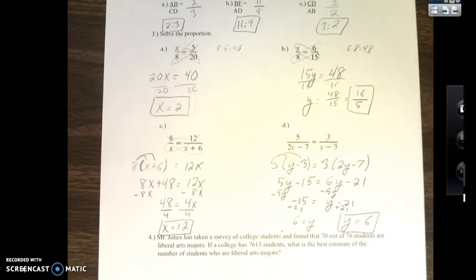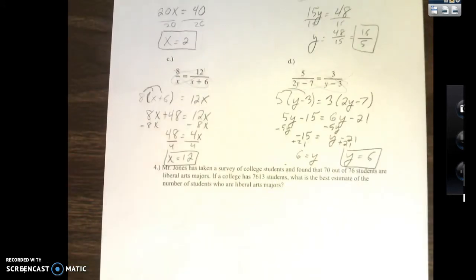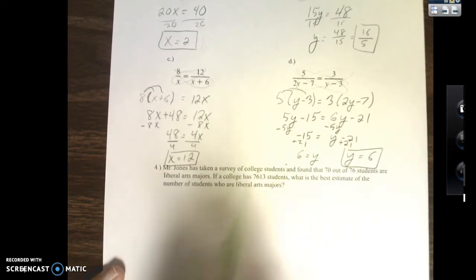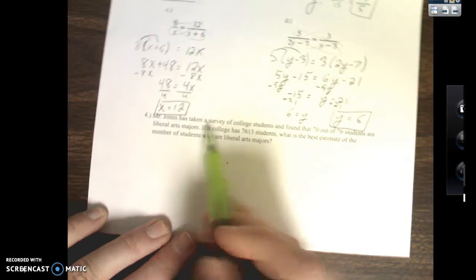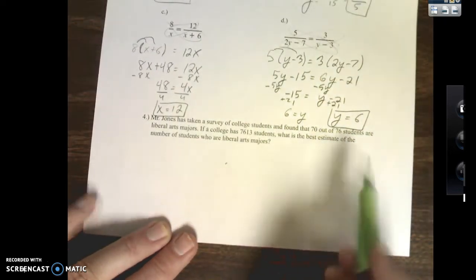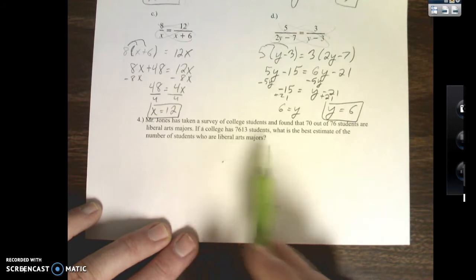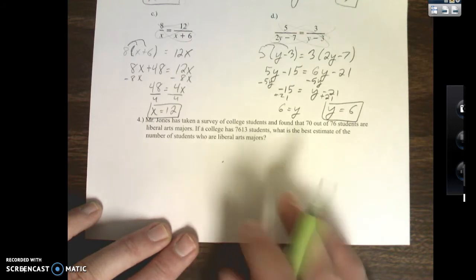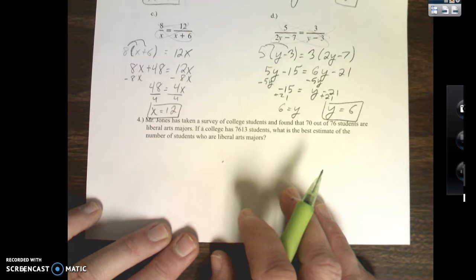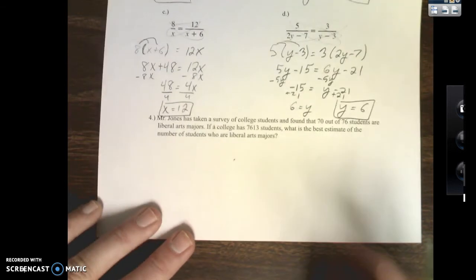Okay? Awesome. So, for our last and final one here, Mr. Jones and Me, good song, look it up, Counting Crows, has taken a survey of college students and found that 70 out of 76 students are liberal arts majors. If a college has a grand total of 7,613 students, what is the best estimate of number of students who are liberal art majors? Okay.